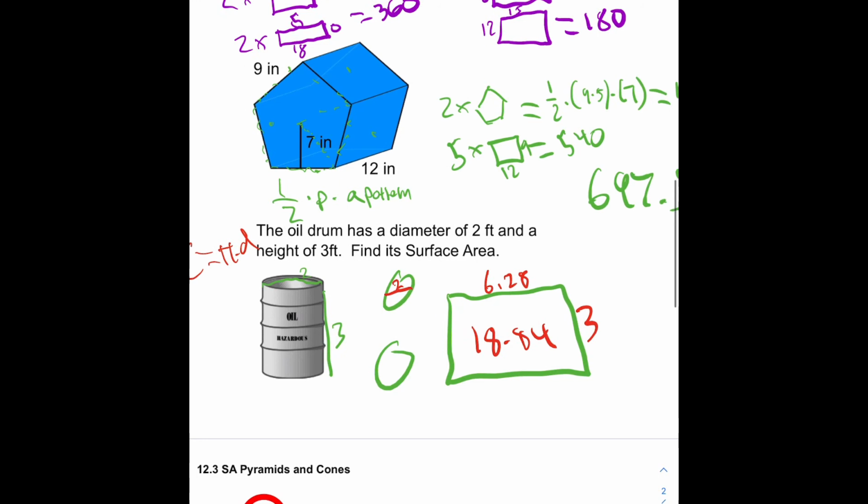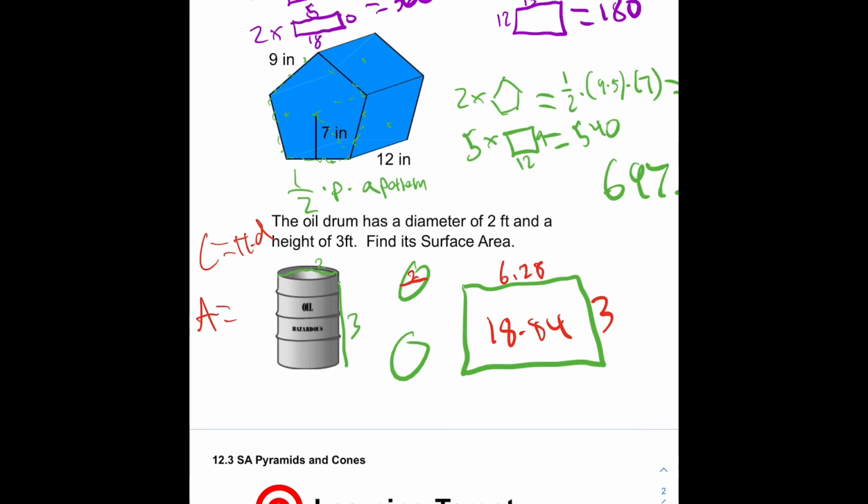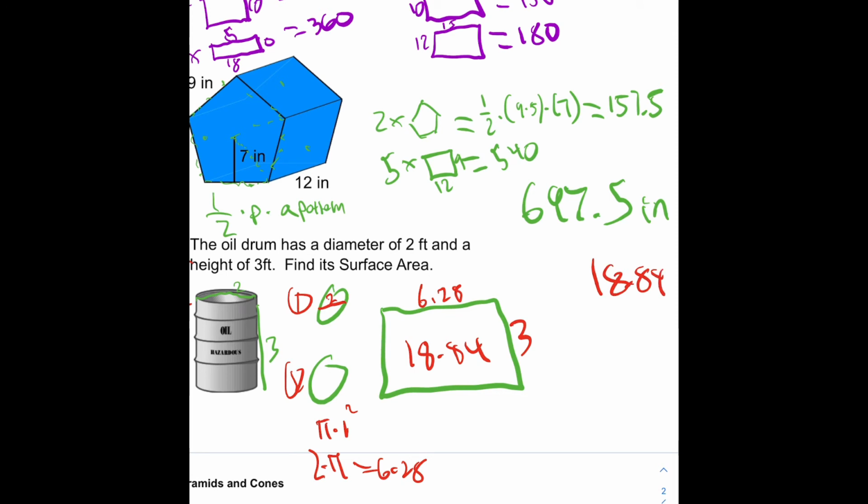Now I still have to find the area of the 2 circles. So my area formula is pi times radius squared. The diameter is 2, which means the radius is 1. So pi times 1 squared is simply just pi, but I have 2 of them, so I need to multiply it by 2. So 2 times 3.14 is 6.28. So 18.84 plus 6.28 is going to give me about 25.12 feet.